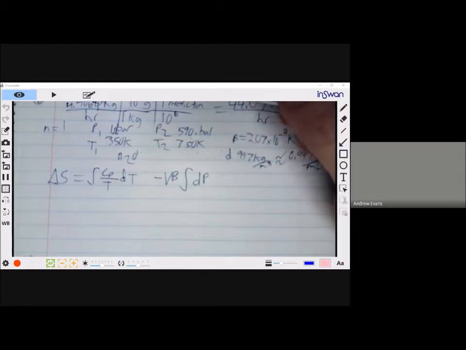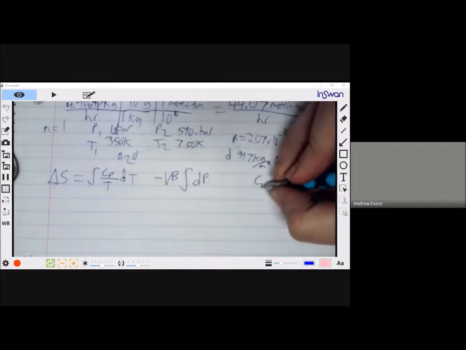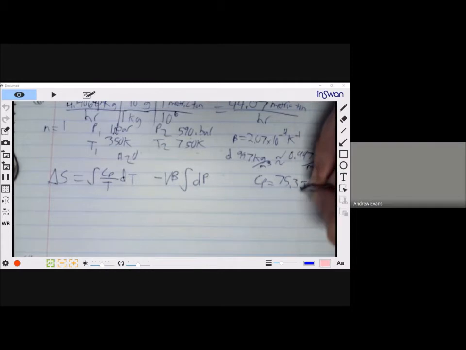Now, there's one thing we don't have, and that's C sub P. However, that is probably the easiest thing to look up. That's one of those things given in our textbook, based on the fact that it is water. We're going to make some assumptions to make our lives a little bit easier and just say, what's the C sub P of water liquid? H2O liquid, C sub P is 75.3 joules per mole Kelvin.